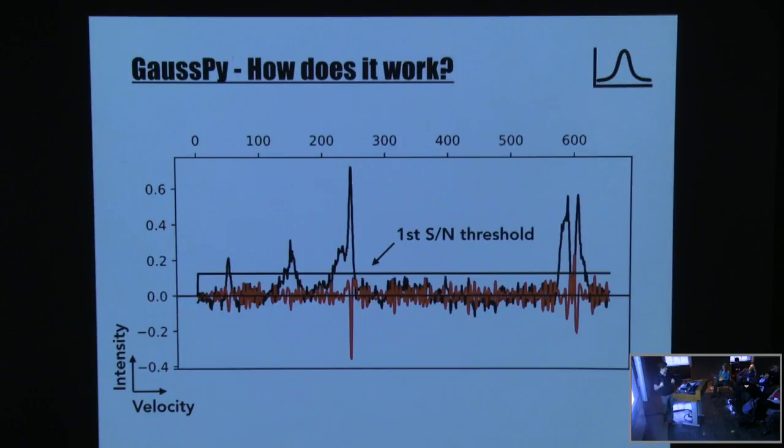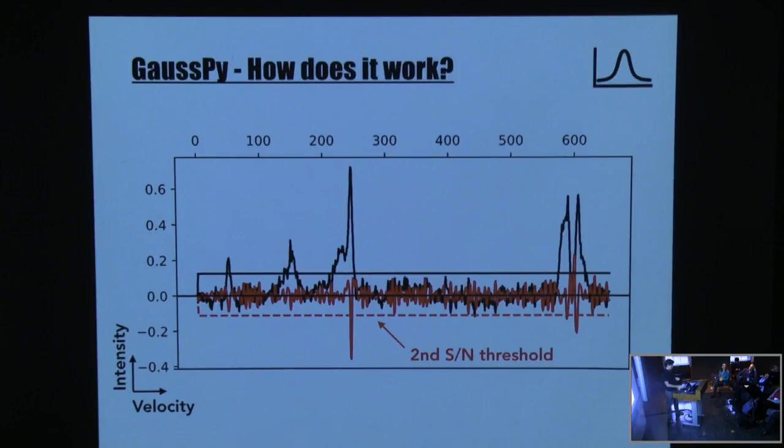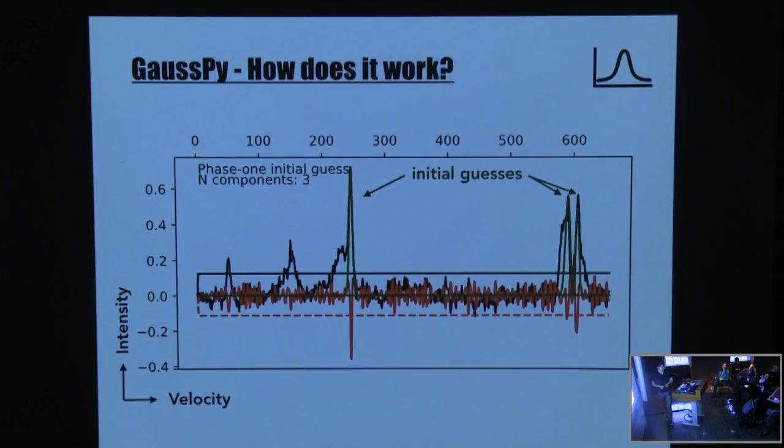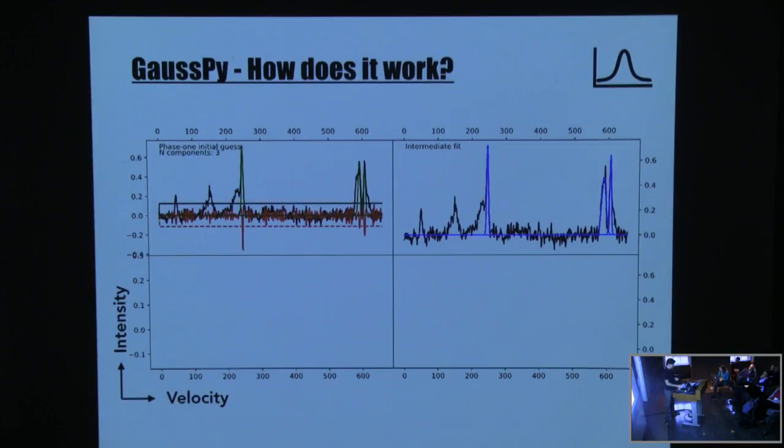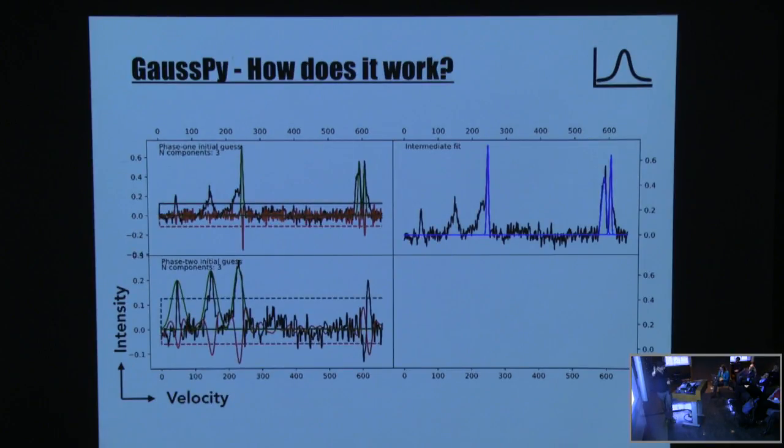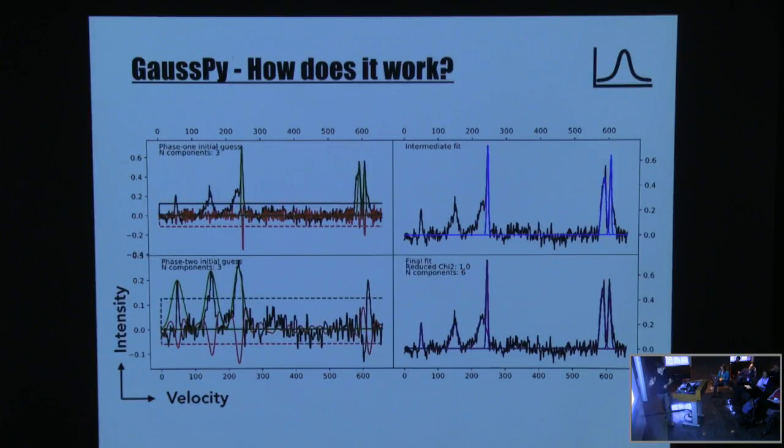So the user chooses a signal to noise threshold for the original spectrum and one for the 2nd derivative. And GaussPy will then give initial guesses for those points in the spectrum where both cross this threshold. And this is really the essential step to get these initial guesses right, because what you can then do is make an intermediate fit, and in the next step subtract this intermediate fit from the original spectrum and run the whole procedure again on the residual, but with a different smoothing parameter. And what this gives you is a nice decomposition of the spectrum where you get those narrower components as well as also the broader Gaussians.